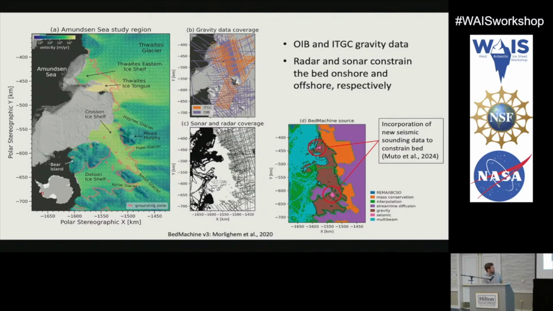So we're here in the Amundsen Sea. This is Dotson Ice Shelf. That's Crosson Ice Shelf, and the Thwaites Eastern Ice Shelf up there. We're using ITGC and OIB gravity data, and this figure shows the extent of the radar and sonar coverage, and you can see this clear massive hole in the center. And that's going to be where our inversion domain is. And it's also just to remember the extent of these constraints, because that's what allows us to constrain the inversion. But also of note, we're incorporating new seismic soundings from Muto et al. 2024, just very recently pushed to the data center.